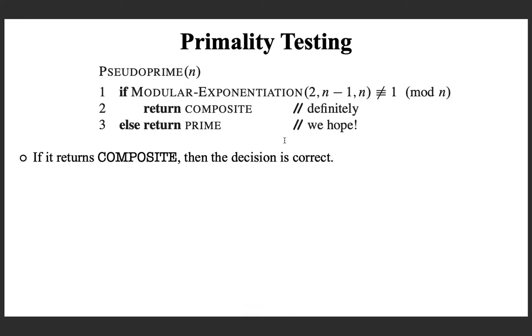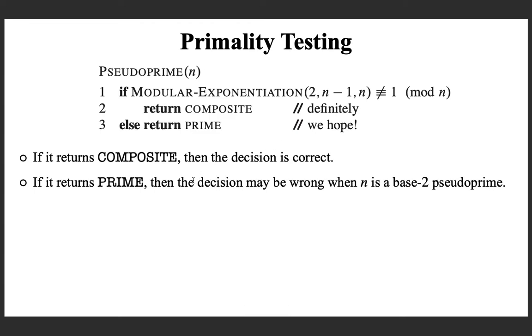If it returns composite, then the decision or answer is correct, because we know from Fermat's theorem. But if it returns prime, it may not be correct. It fails when n is a base 2 pseudoprime. You know that a base 2 pseudoprime is a composite number such that 2 to the power n minus 1 is congruent to 1 mod n. This is the definition of pseudoprime.